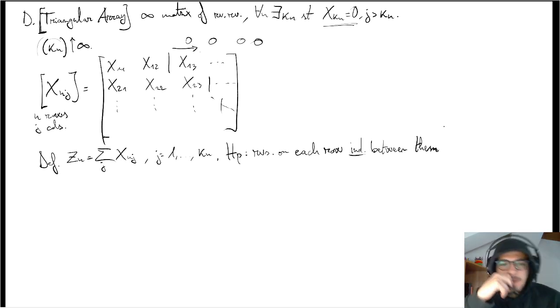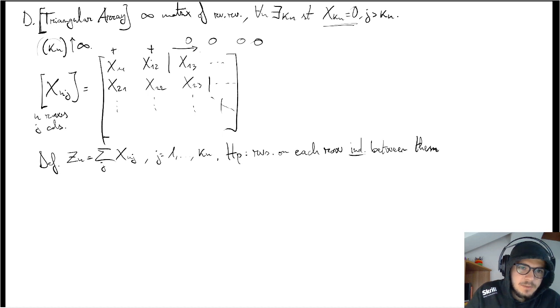I don't really know how we use this structure, but at least it's more clear to me than the first time I saw it. So here we have some contribution. Here we have some contribution. Contribution, contribution, contribution. And here zeros, zeros.